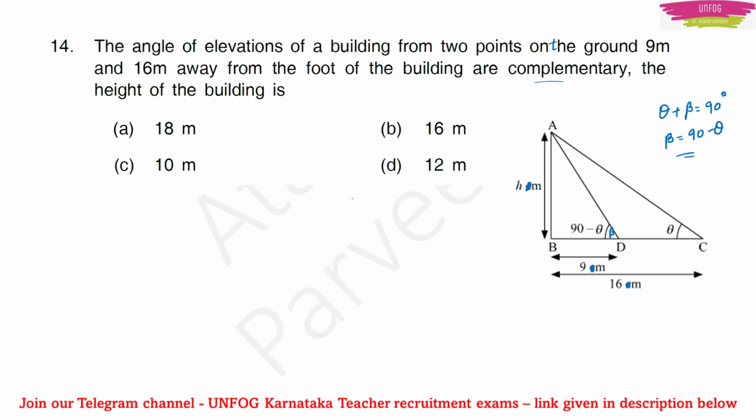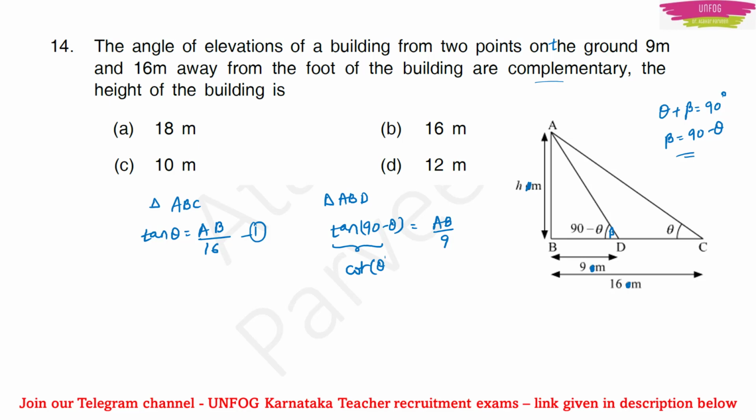Okay. So keeping this situation in mind, what you can do is, you first take tan theta for the entire triangle. In triangle ABC, you have tan theta equal to AB upon the entire thing AC, which is 16. Okay. So let this be 1. Then you take a triangle ABD. Here your tan of 90 minus theta you have to take, right? So this one will be equal to AB upon 9 now. Now tan of 90 minus theta is cot theta, right? That identity you remember, I think so.